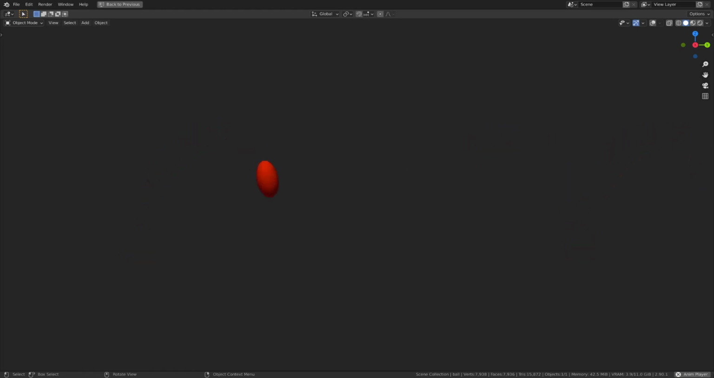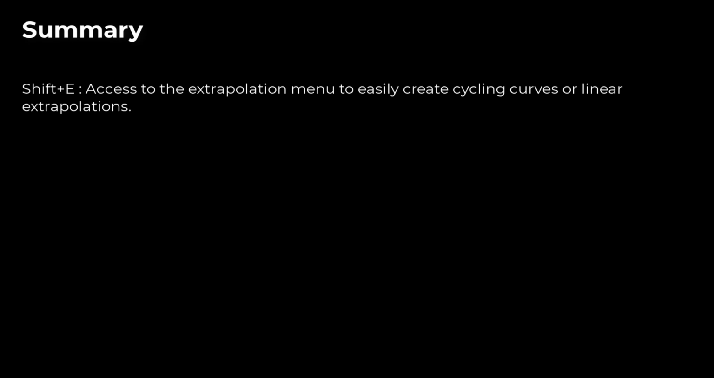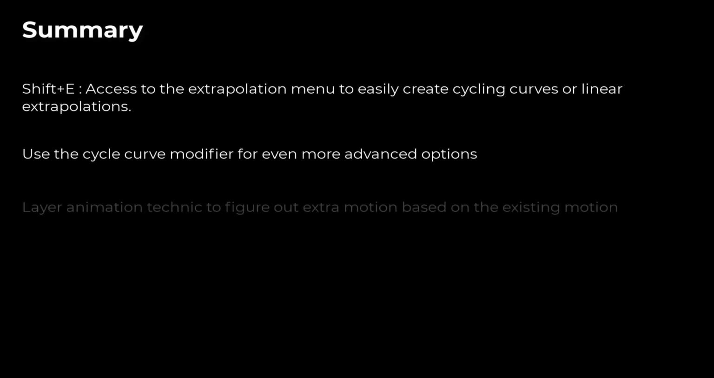To summarize, we have seen that we can create cycles using the Shift-E shortcut and choose different extrapolation. We can access more advanced cycle options using modifiers. We can use the current motion of the ball as the guide to add new motion to it in a layered approach.